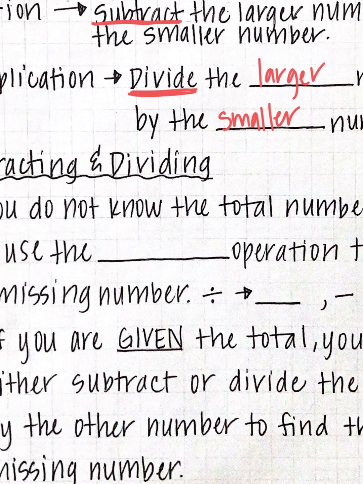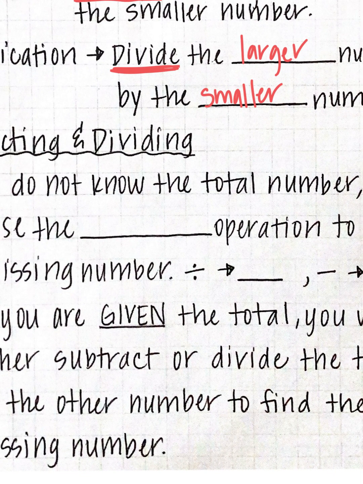Okay, what about when I'm subtracting and dividing? If you don't know the total number of something, we're going to see several examples today. If you don't know the total number of something, you can use the inverse operation to find the missing number. So if I have a division problem, then in order to solve for the missing number, I'm going to use the inverse, which is multiply. If I have a subtraction problem, the inverse is adding, addition. If you are given the total, then you're just going to subtract or divide the total from the other number to find the missing number.